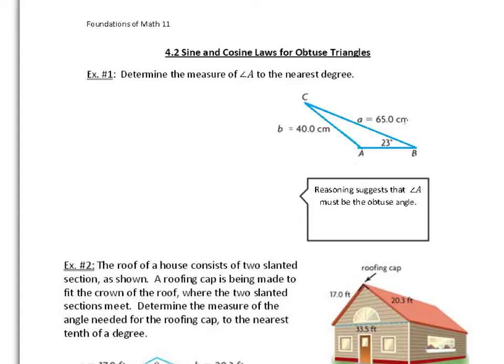Alright guys, so we're going to explore 4.2, sine and cosine laws for obtuse triangles. Let's look at example 1. Determine the measure of angle A to the nearest degree.